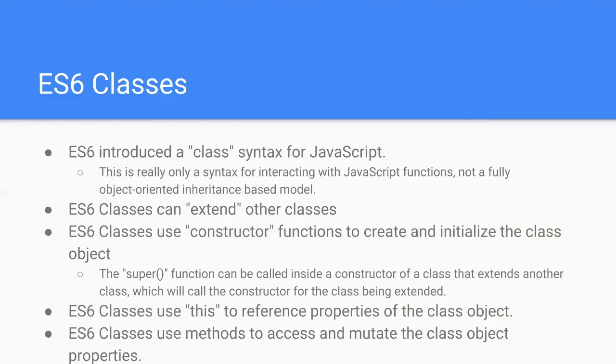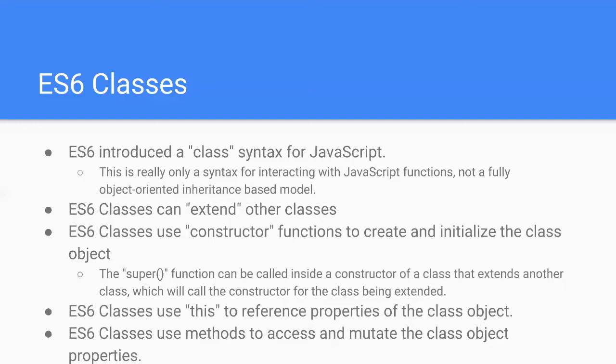Okay, so classes. ES6 introduced a class syntax for JavaScript. We've had objects in JavaScript, but now we have a way to do classes in JavaScript, which is really nice. And again, makes JavaScript a lot more modern, makes it look a lot more like Java and other modern programming languages. It's not fully an object-oriented inheritance-based model. It's pretty similar, but just one thing to keep in mind is it doesn't work exactly like Java.